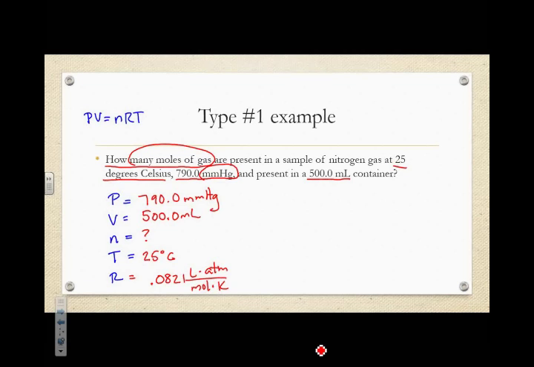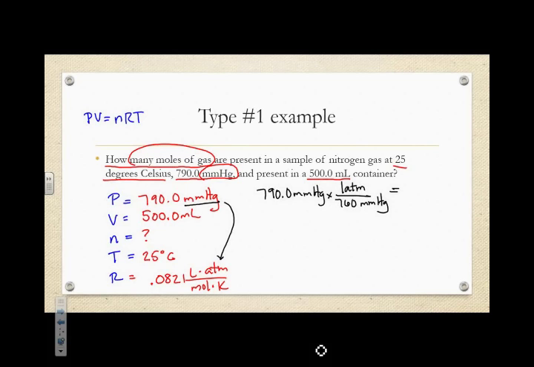So the first thing I want to do is check and make sure that everybody's units match R's. So I can look at my pressure units and see, millimeters of mercury, but down here in R, my pressure unit is atmospheres. So I need to change millimeters of mercury to atmospheres. So 790.0 millimeters of mercury. There are 760 millimeters of mercury in 1 atmosphere. So I can set that up and plug it into my calculator.